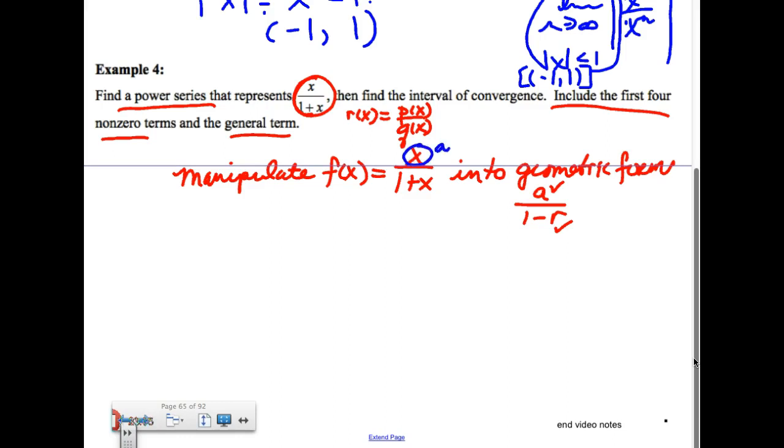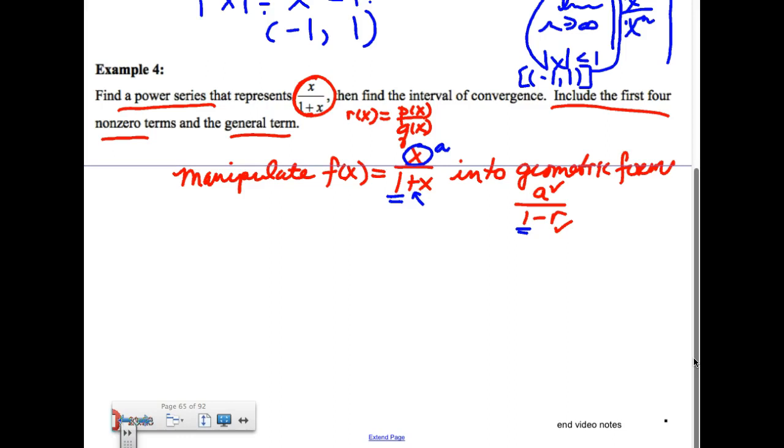That can be my a. A does not need to be a constant. It's just going to be the first term in the series. Sorry, this is a 1, which is super. This is not a minus. So I'm going to manipulate this one into geometric form.